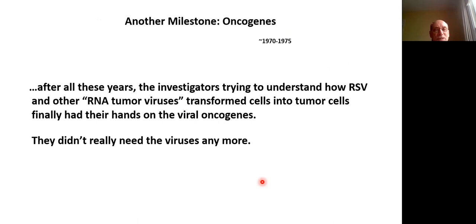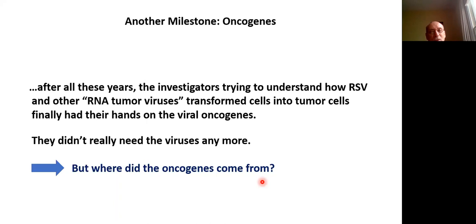This, of course, was a transformation in the field. Many people had been studying these viruses because of the remarkable ability to convert normal cells into tumor cells directly over a space of a few days. These were the switches that these viruses were carrying. And once these genes, the viral oncogenes, were identified, many people did not need the viruses anymore, and stopped studying the viruses and proceeded to study the oncogenes. One obvious question was, where did the oncogenes come from?